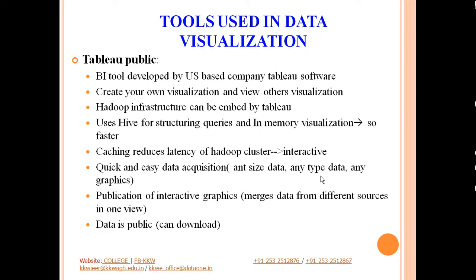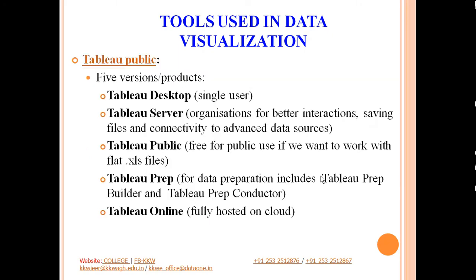Now, as I've said, there are different versions of Tableau already available. We'll discuss them. There are 5 basic versions or products of Tableau. The first one is Tableau Desktop. As the name tells you, it is designed for a single user. Tableau Server is for organizations. Tableau Public, as I have said, is a free version. It is fine to work with if you have only flat XLS files to deal with.